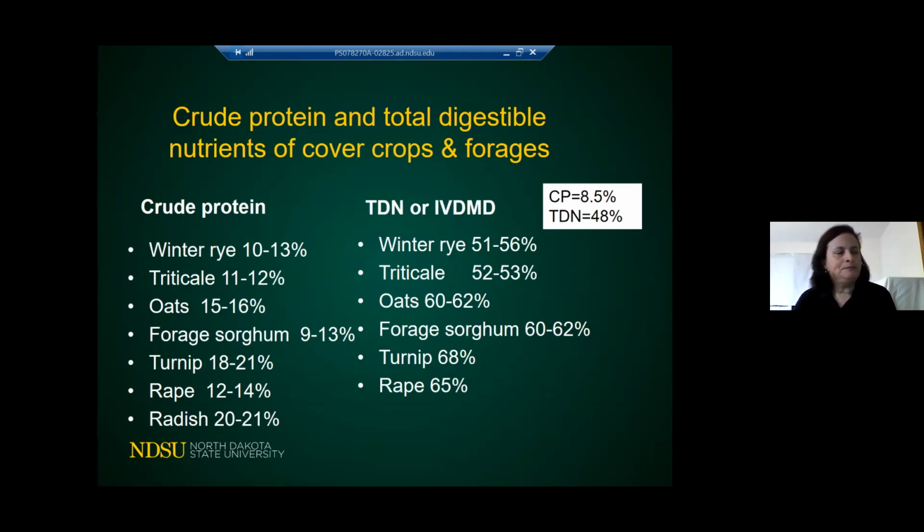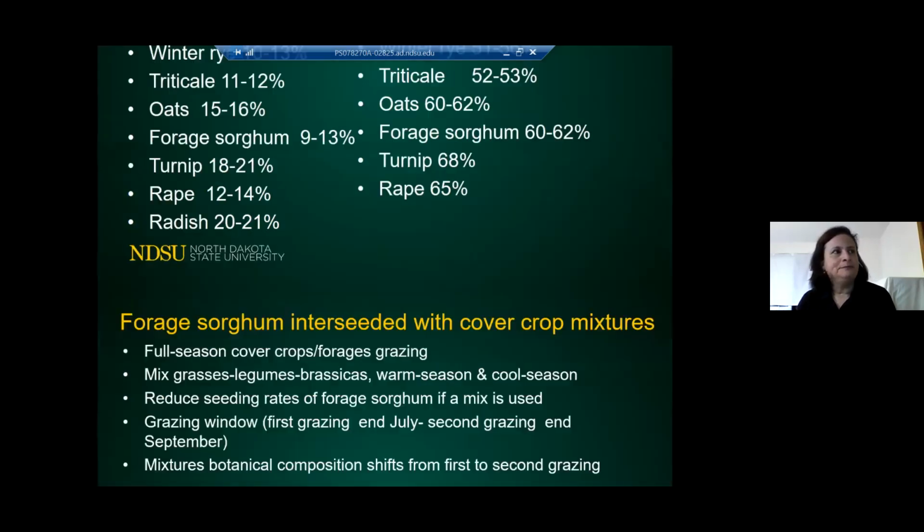So a lot of people talk a lot about, oh no, I'm gonna add a lot of legumes because I need the quality. If it's beef cattle, you don't need that much more quality. The cover crops, all of them are reaching that.